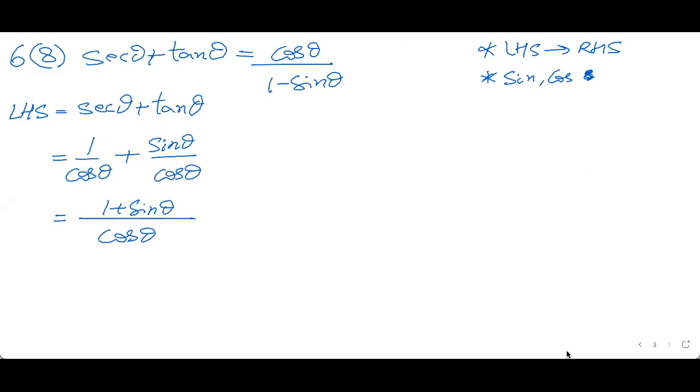Now see what we have got and what we need. We have got cos theta and 1 plus sin theta. We need cos theta, we got it. But we need 1 minus sin theta, we don't have it. So how do we introduce 1 minus sin theta to the fraction? What did I do in the previous question? We can multiply what we need both to the numerator and to the denominator.